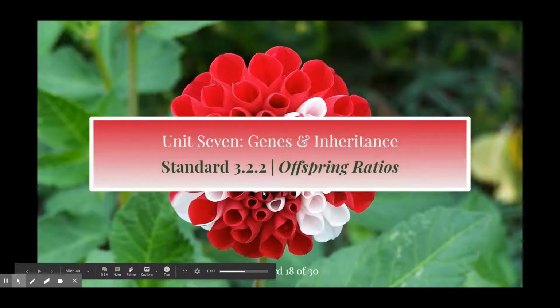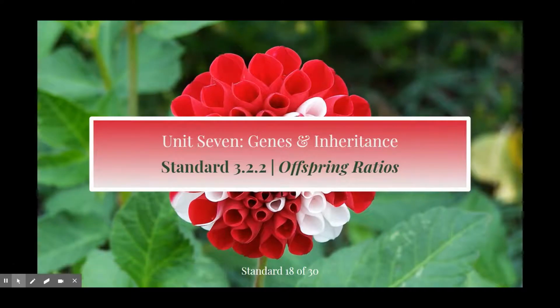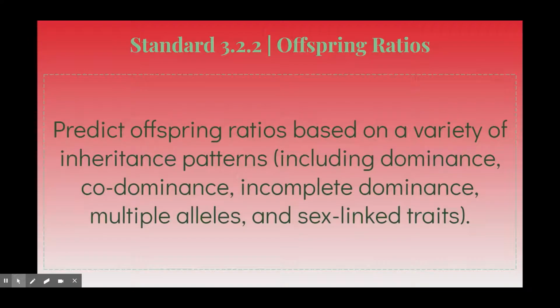Hi, folks. So in this lesson, we are going to go over standard 3.2.2 about offspring ratios. This is the 18th standard in our biology class, and it falls in our 7th unit about genes and inheritance. This standard says that students will be able to predict offspring ratios based on a variety of inheritance patterns, including dominance, codominance, incomplete dominance, multiple alleles, and sex-linked traits.